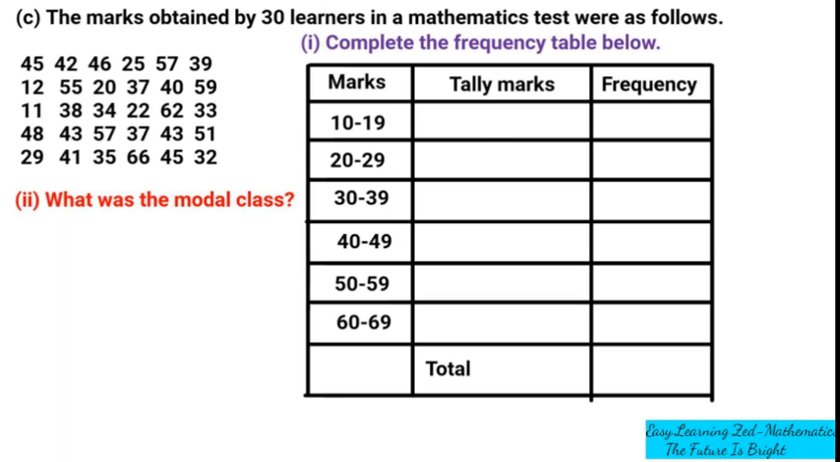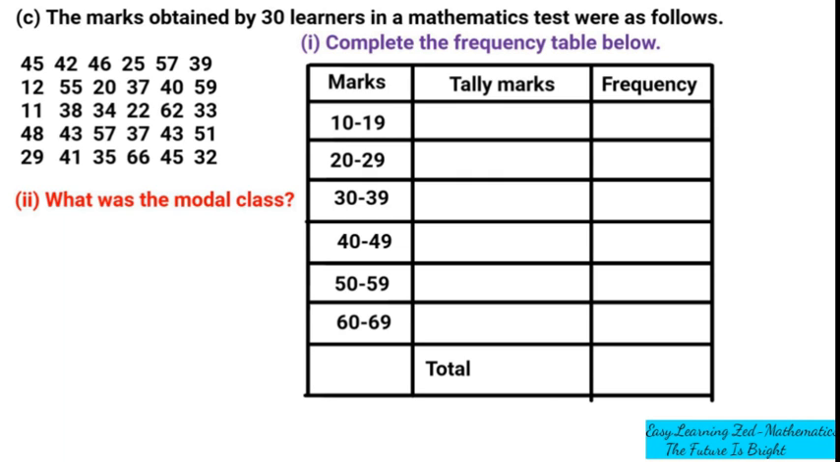So what we're going to do is we're going to be looking for the marks ranging between 10 and 19. Then second, we're going to look for the marks ranging between 20 and 29. Then we're going also to look for marks that are ranging between 30 and 39. Then 40 to 49, 50 to 59, and 60 to 69. Okay, so what we're going to do is go through the marks which were obtained. We tick the mark and then we write the tally here. Right? Okay, so let's go.